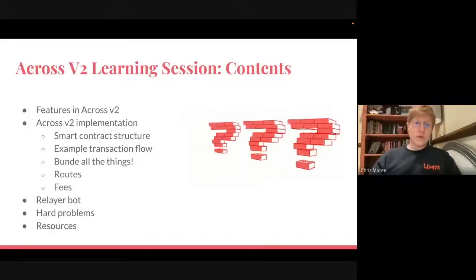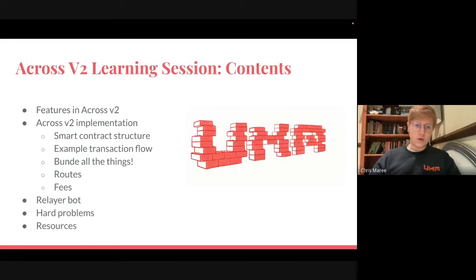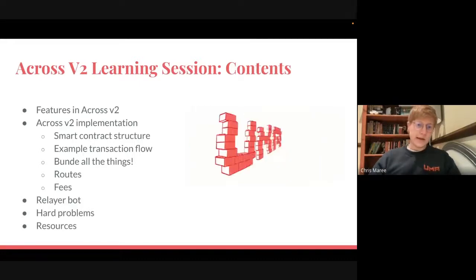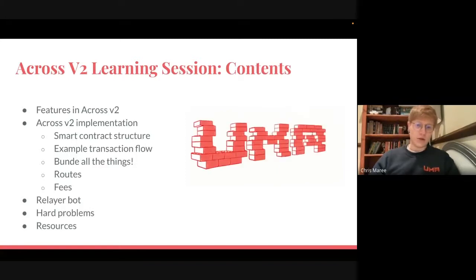So this is a basic outline of what we're going to be going over. We'll look at some of the features of Across V2. We'll dig into the implementation, in particular, look at the smart contracts and some example transaction flows.